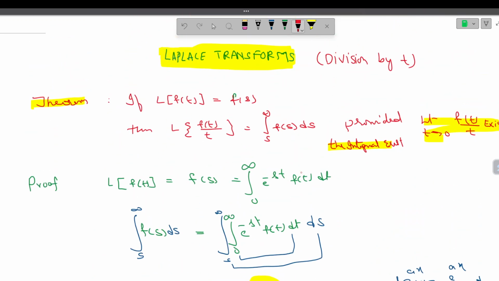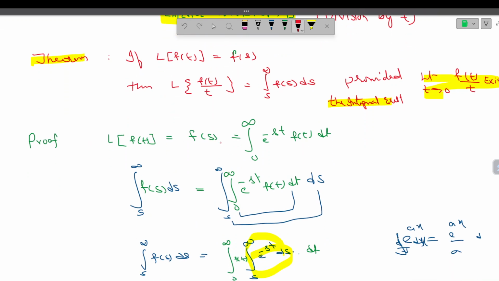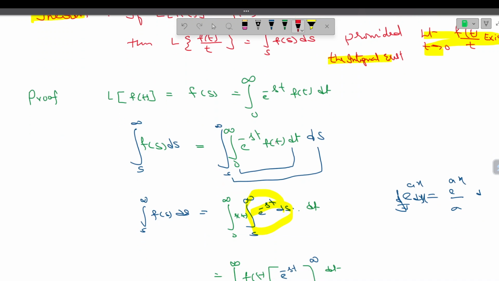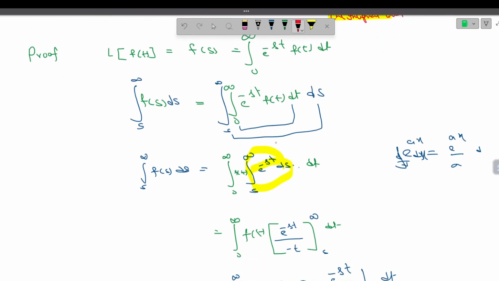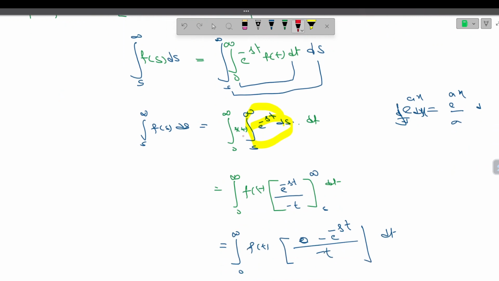Sometimes they may ask the proof in the exam, the proof and one problem. So the proof is very easy, just one small thing. Given, write down the Laplace transformation definition, then multiply both the sides by the definite integral from s to infinity ds. Integrating both the sides, then the integrals can be interchanged.